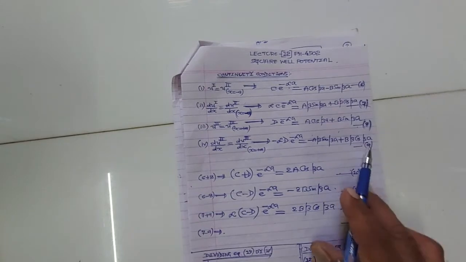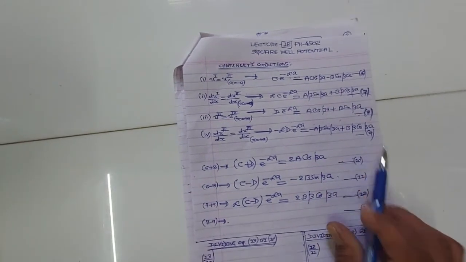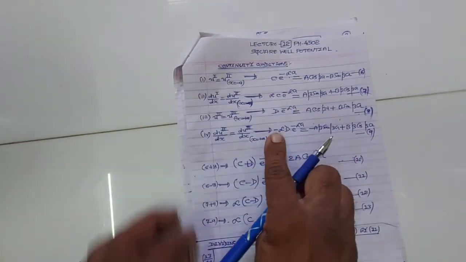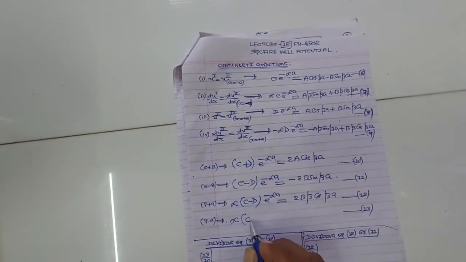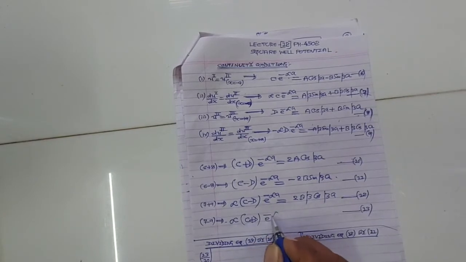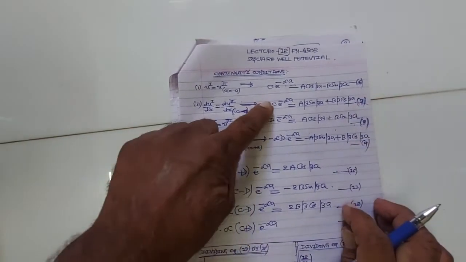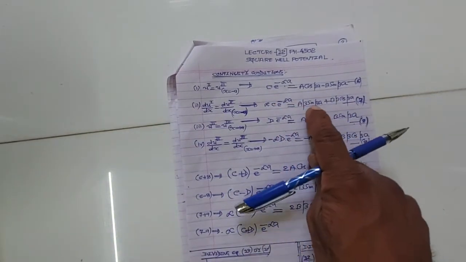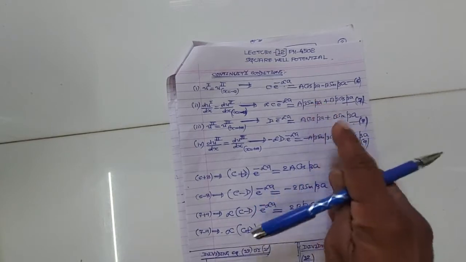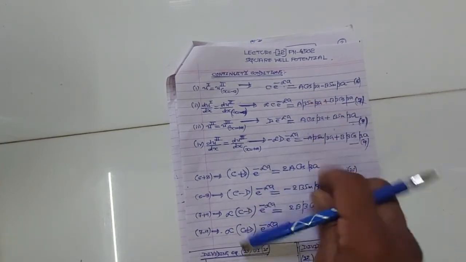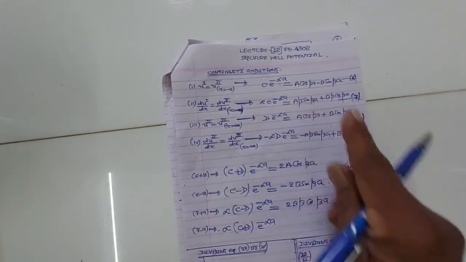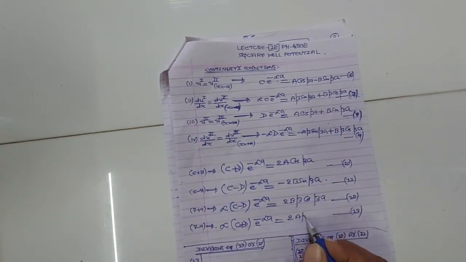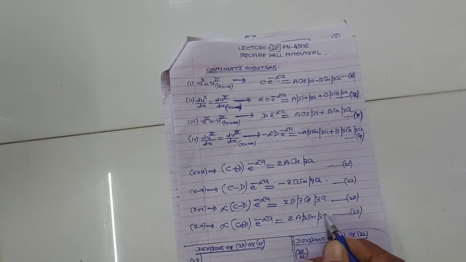And last, 7 minus 9, equation 7 minus 9. So 7 minus 9 will give you alpha is common, c minus minus will be plus d e raised to minus alpha, is equal to a beta sin beta minus minus plus a beta sin beta, which will be 2a beta sin beta.